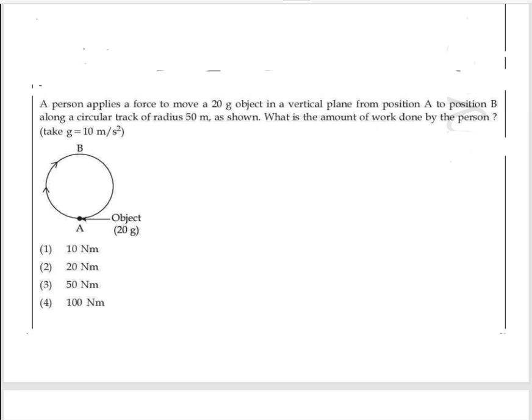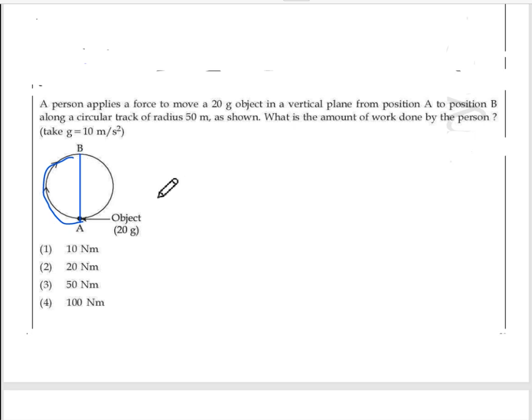Okay, we will go to the next question, which is question number 17. Question number 17 is saying that a person applies a force to move a 20-gram object in a vertical plane from position A to position B along a circular track of radius 50 meter as shown. So what is the amount of work done by the person? We have to find the work done. That means the object is moving from here to here, so this will be a straight line.